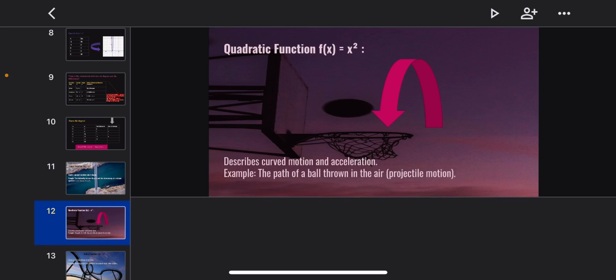Quadratic function describes curved motion and acceleration. Example, the path of a ball thrown in the air. This ball, when it's thrown in the air, makes a parabola shape, which is a quadratic function.